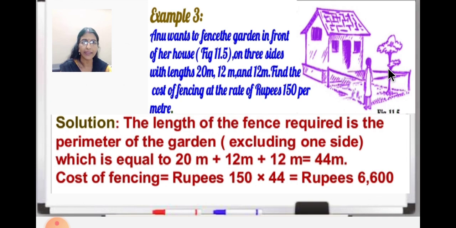We will take these 3 sides. You can see the sides given 20 meter, 12 meter and 12 meter. So all the 3 sides we are going to add. So 20 plus 12 plus 12 will be 44 meter. Now you can see here in the next part what is given, cost of fencing at the rate of rupees 150 per meter. So per meter cost rupees 150. So how many meters we got? We got 44 meter. So cost of fencing will be rupees 150 into 44. So you know how to multiply. On multiplication you will get rupees 6,600.